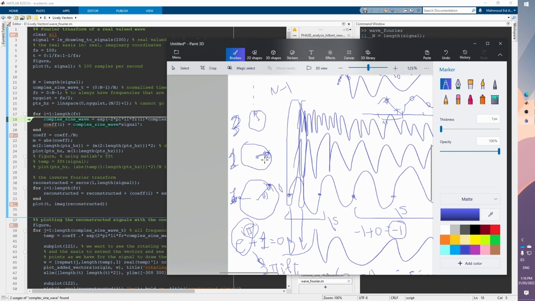Right now we need to do the opposite. We need to recover our signal. This is the inverse Fourier transform. So what will happen is that you have your vector, you know the magnitude, you know the initial phase.